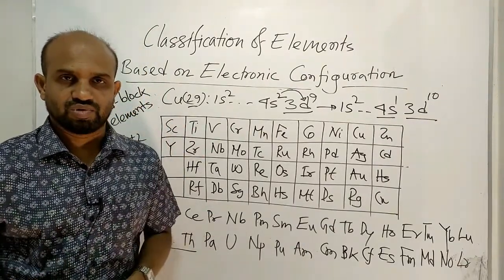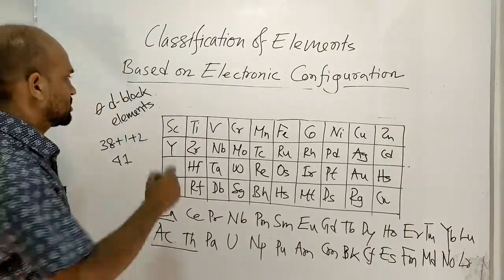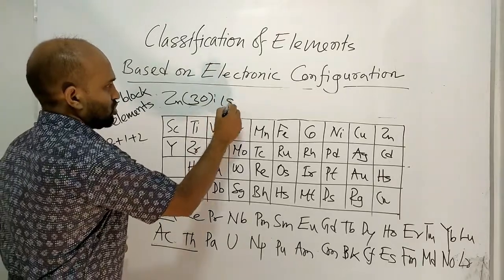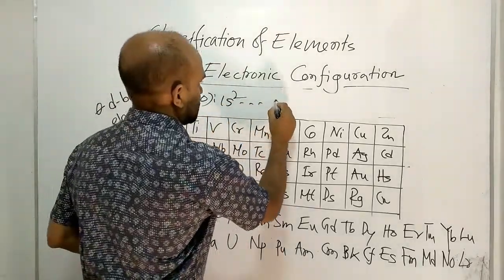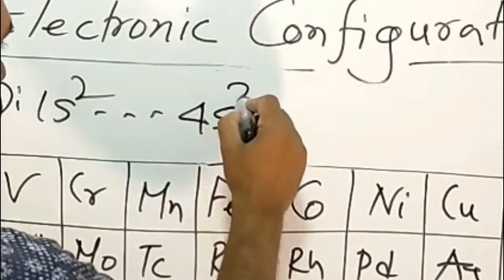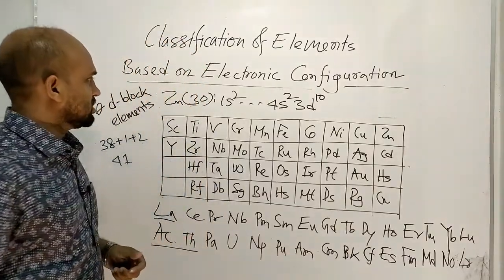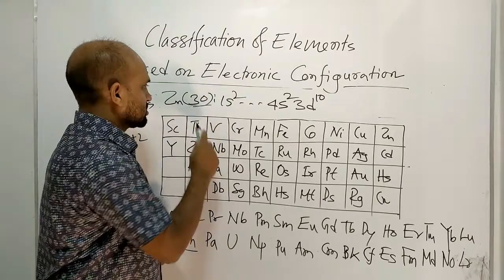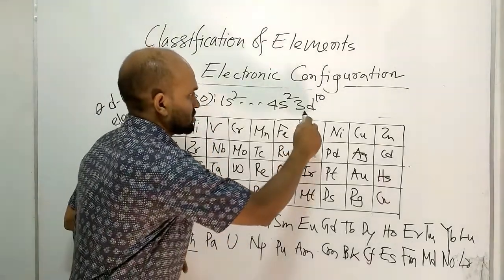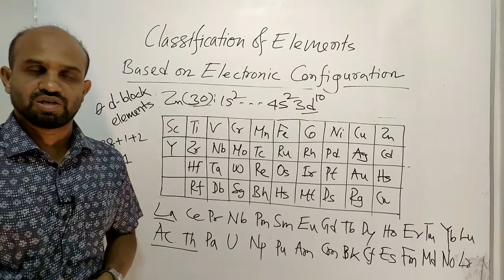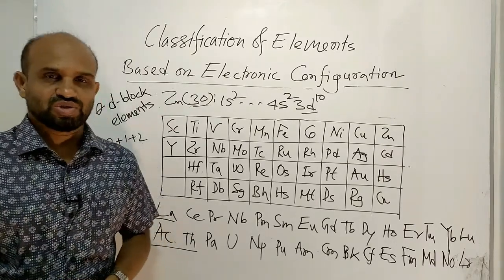Let's see another example. Now we will see zinc. Zinc 30. 1s2, 4s2, 3d10. Here the last electron, the 30th electron, enters the d orbital. So zinc is a d block element as well. Let's move on to the next point.